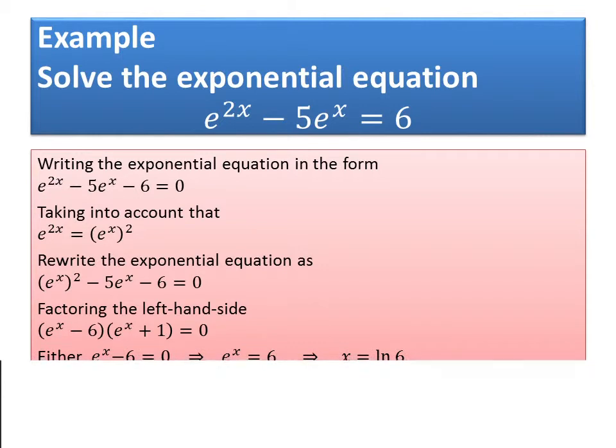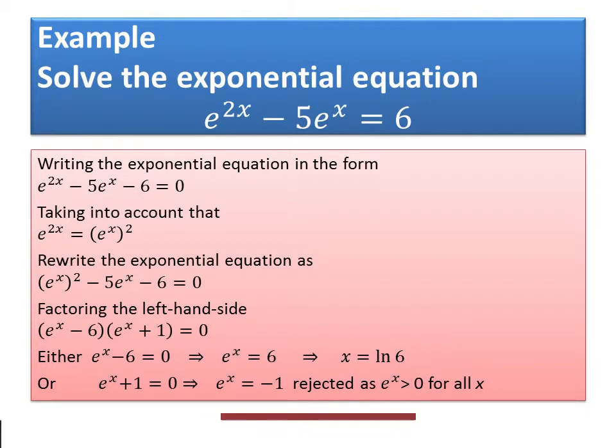So either e^x - 6 = 0, and this implies that e^x is equal to 6, which means that x is equal to ln 6. Or from the other factor, we have e^x + 1 = 0. This implies that e^x is equal to -1, and this is of course rejected, as we all know that the exponential function is greater than 0 for all x.